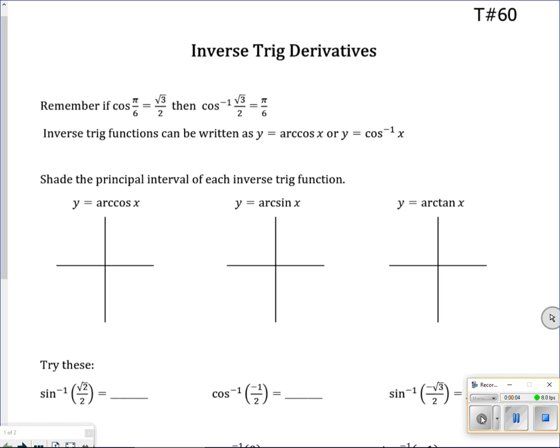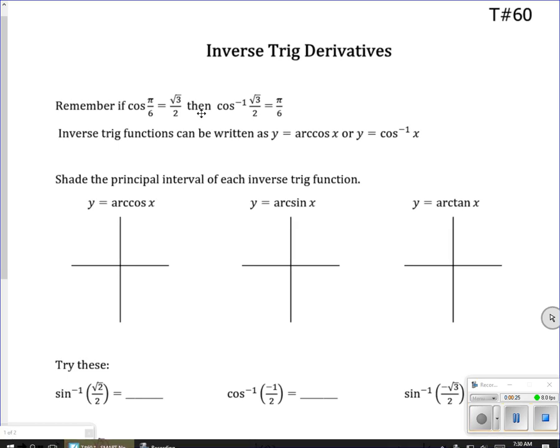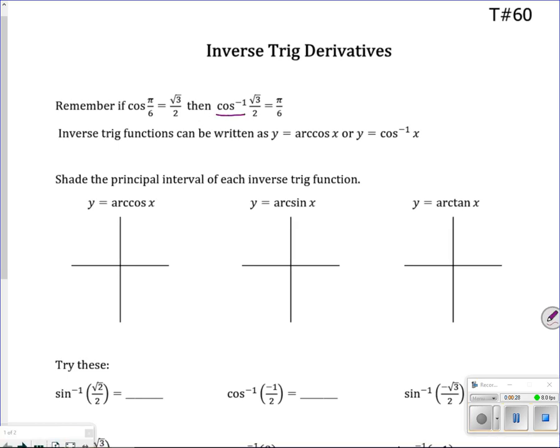All right, let's do derivatives of inverse trig. And oh man, it's been a while since we've talked about inverse trig. We did it at the beginning of the year. But remember, if the cosine of pi over 6 is square root of 3 over 2, then inverse cosine, which can also be written as arc cosine, of square root of 3 over 2 is pi over 6. So again, they're the inverse of each other, and it could be written as one of these two things.